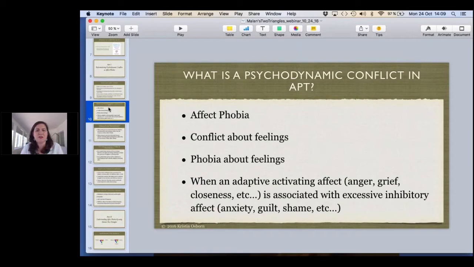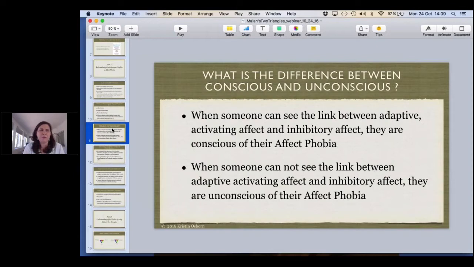What it means is that whenever you get close to that adaptive, activating affect, instead of being able to experience that affect and all the wonderful behaviors and the power that go with it, a person pulls back with an inhibitory affect, and then at some point it may lead to defenses being activated. In APT, people are always wondering, are we working with conscious feeling? Are we working with unconscious feeling? Something to keep in mind is that the feelings we're working with are primary feelings, feelings that we're born with.